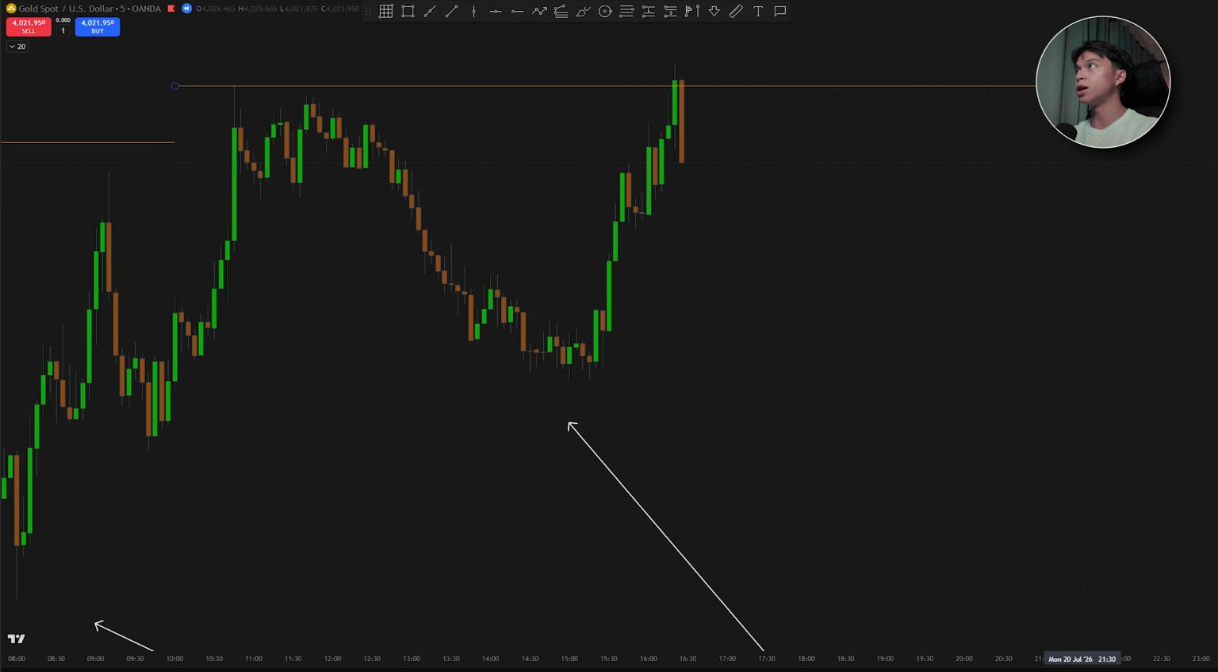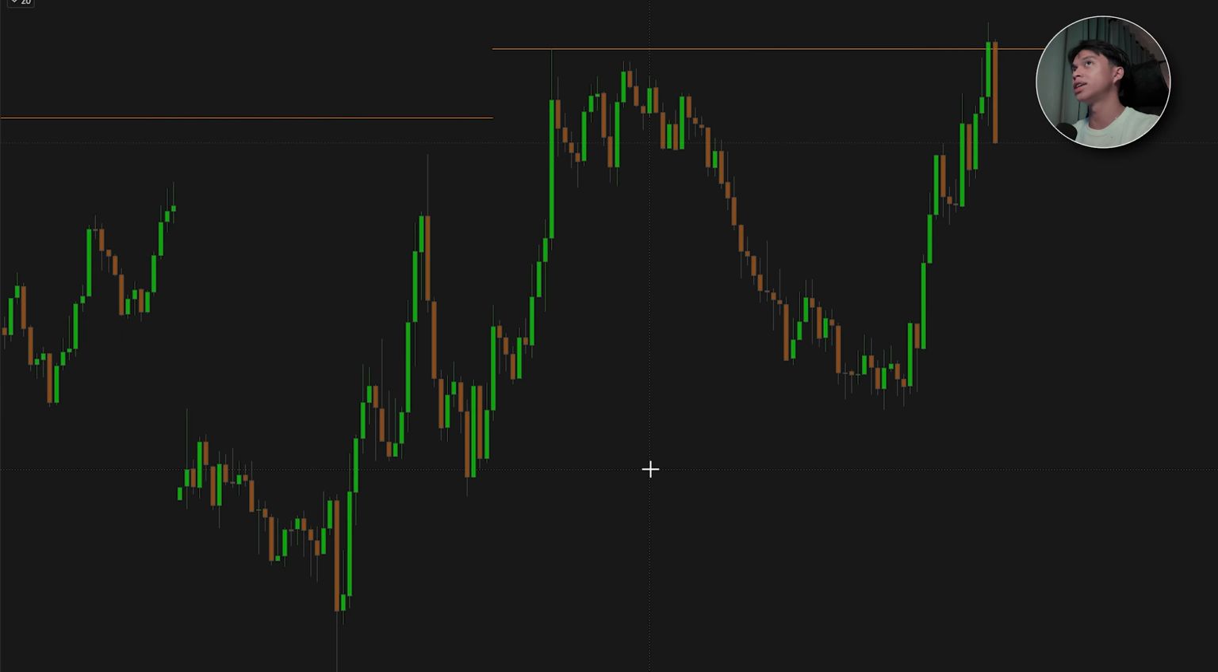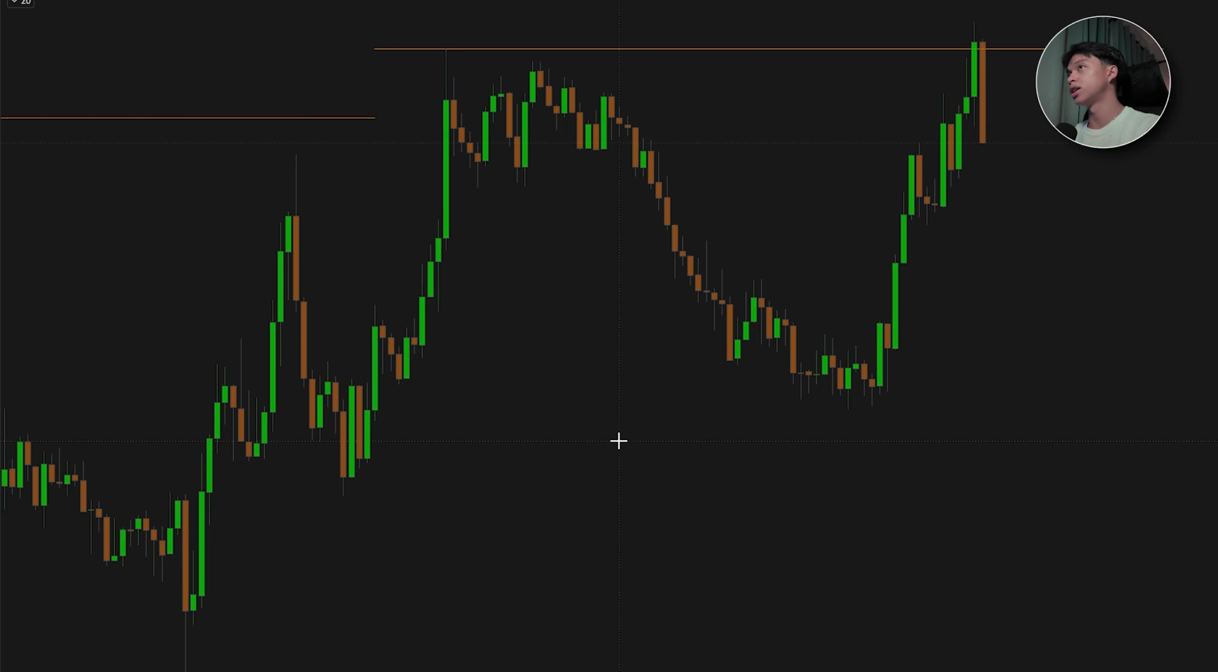When the market takes out external liquidity, buy-side liquidity, the next objective of the market is to take out internal range liquidity. Now, looking at this trend right here, what do you get to see? Remember what I like to say as well: market is fractal, price is fractal. You see it in 5 minutes, best believe you'll be able to see it in the 15 minutes as well.